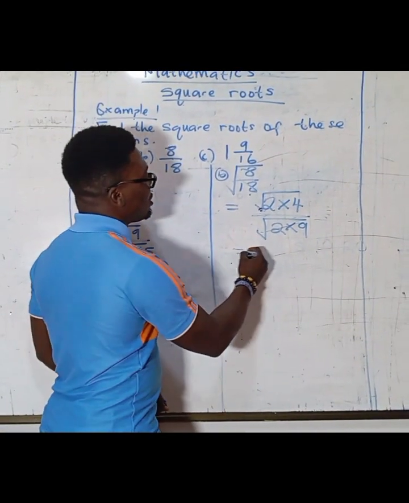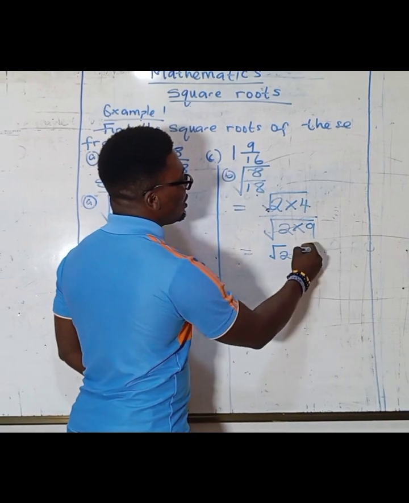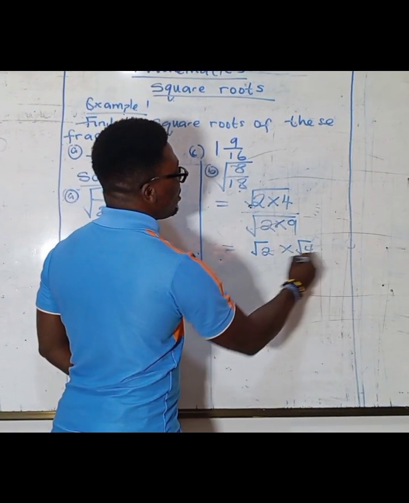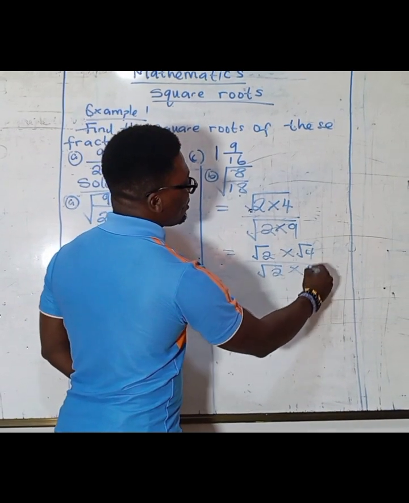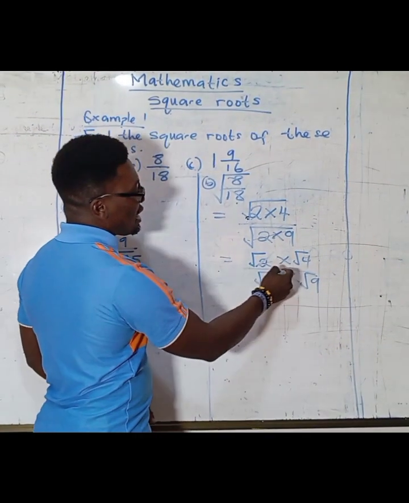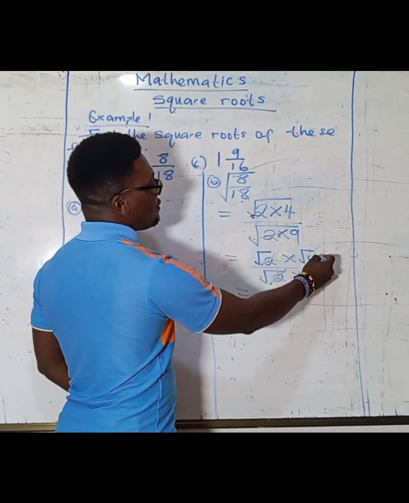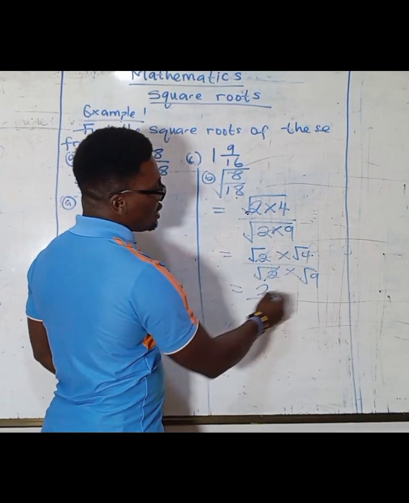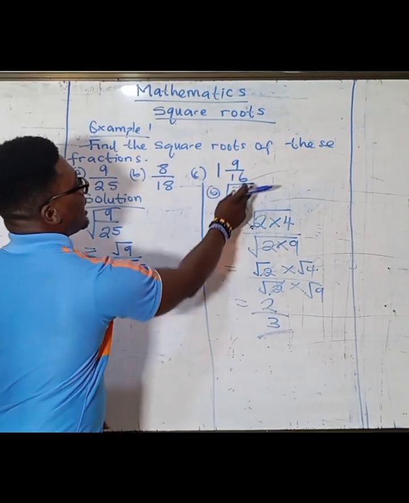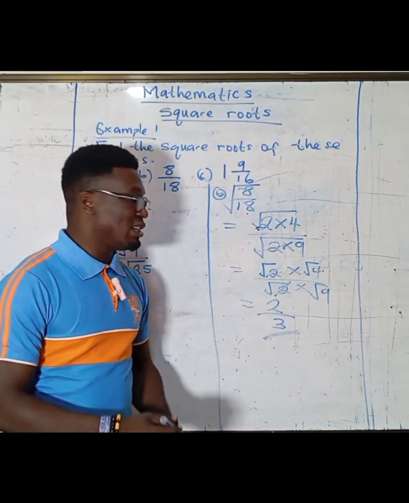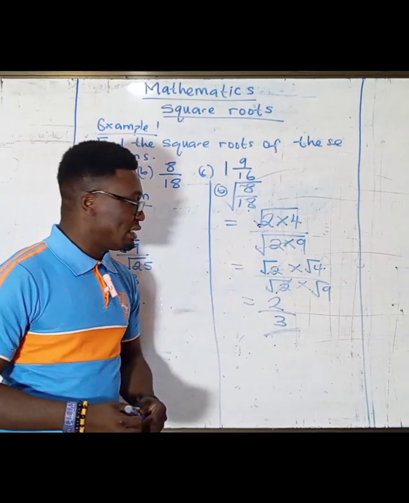So let's distribute the square root. We have square root of 2 times square root of 4 over square root of 2 times square root of 9. This can cancel this. What square root of 4 is 2, over square root of 9 is 3. So the square root of 8 over 18 is 2 over 3.